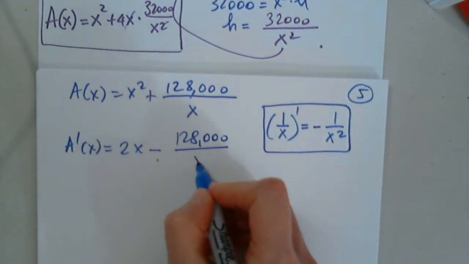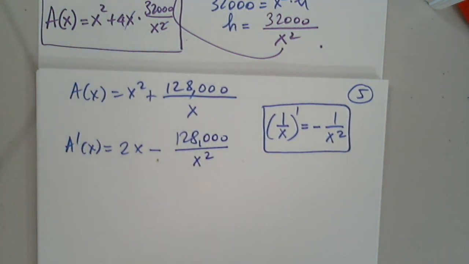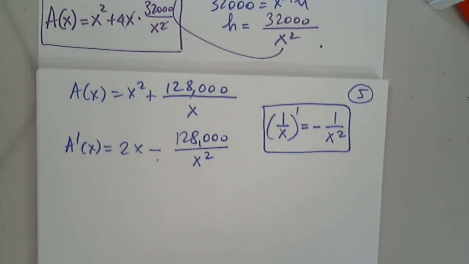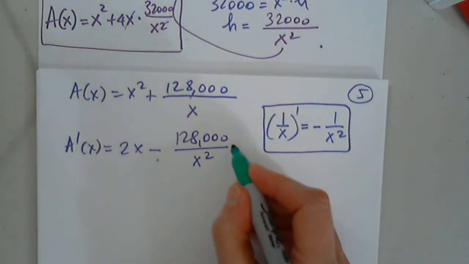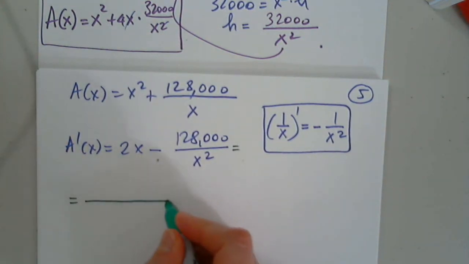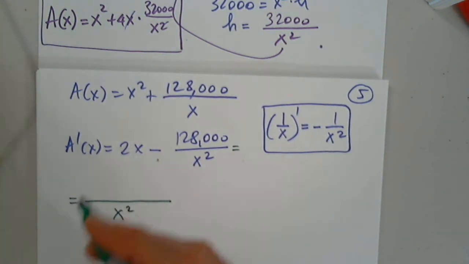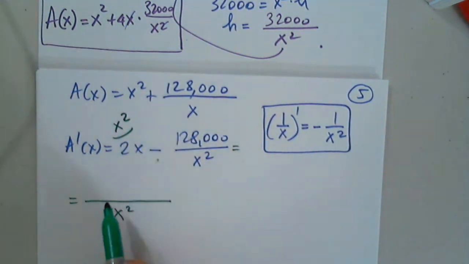28,000 divided by x squared. Is this okay? We have to find the least common denominator. Who would like to tell us the least common denominator? Anyone who hasn't said anything yet, please. X squared. Very good. So then we need an x squared here. And then what do I write at the top?